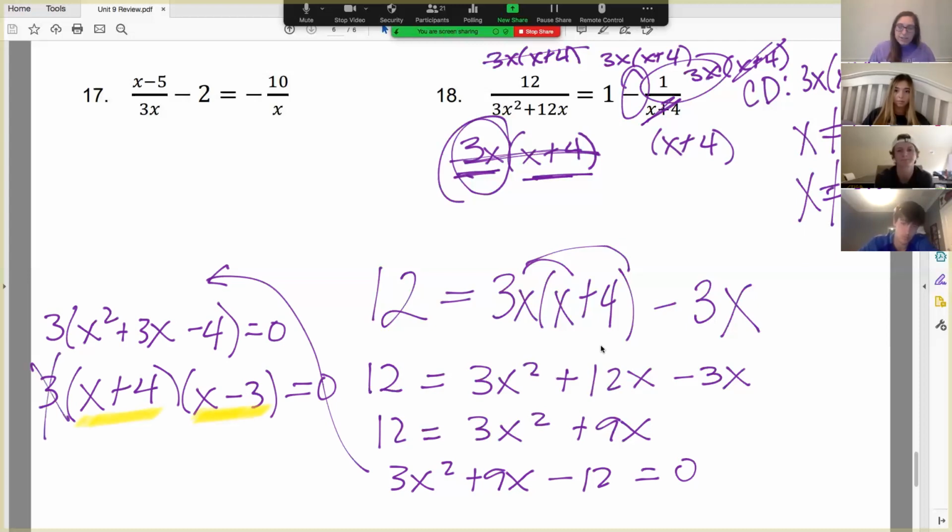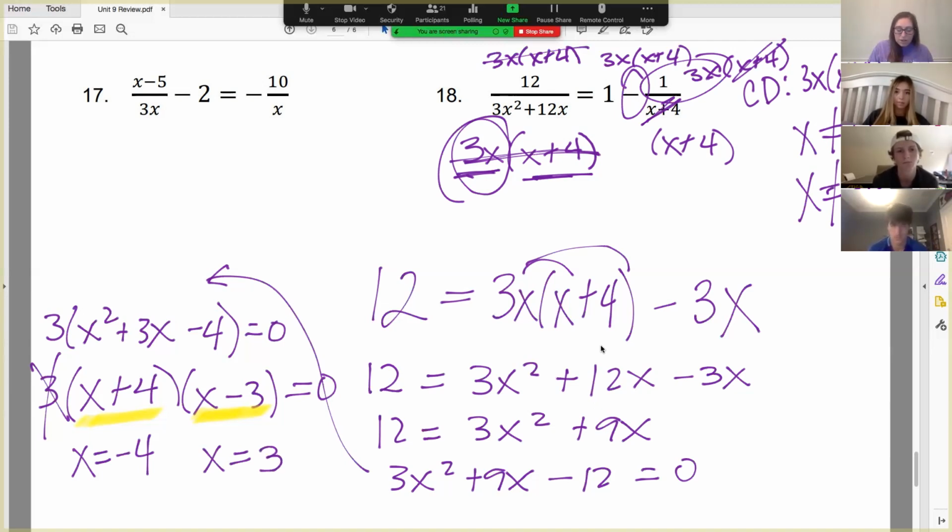Now this 3 really doesn't matter because there's no x connected with it. If I also pulled out an x, then I would have x equals 0 as one of my answers. But if it's just a number out front, then I don't even worry about it. I don't even look at it when I'm solving. So I have two answers, x equals negative 4 and x equals 3.